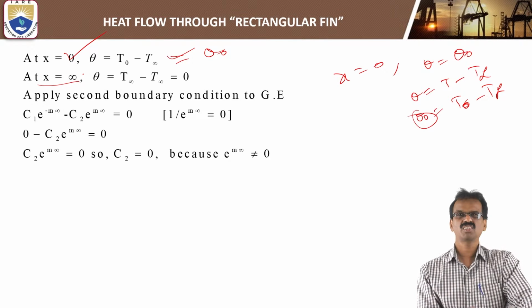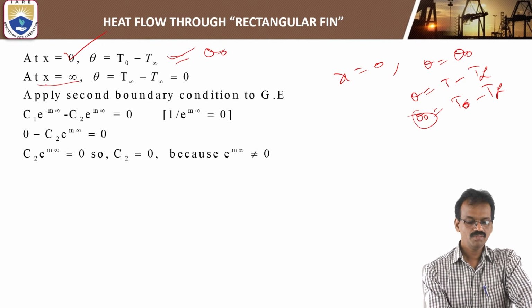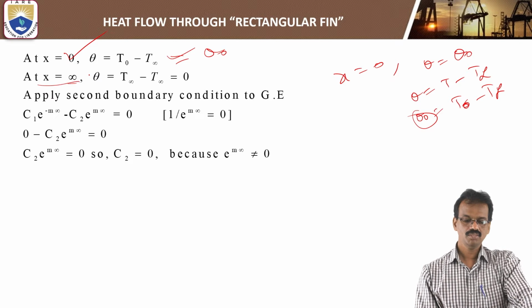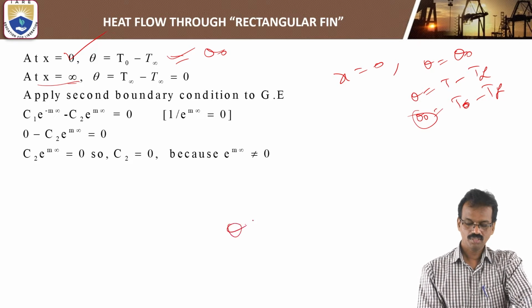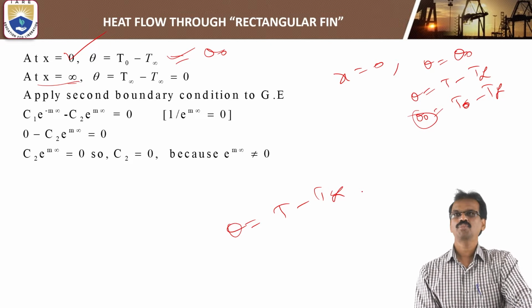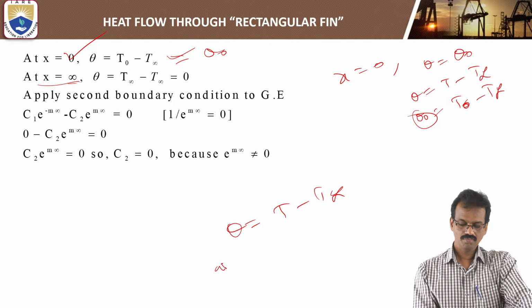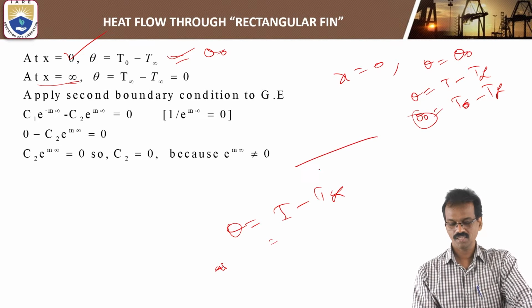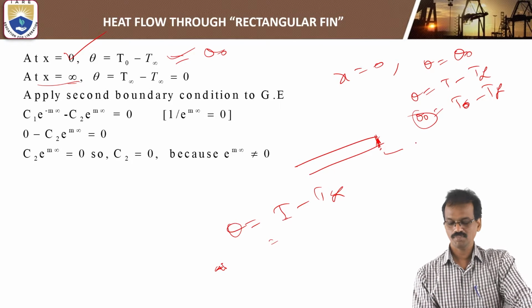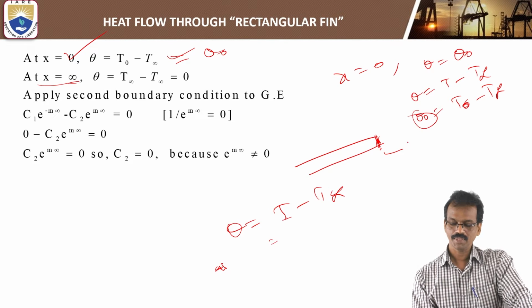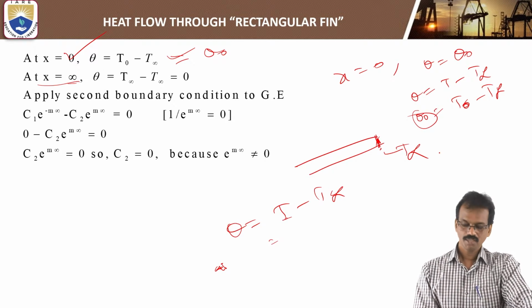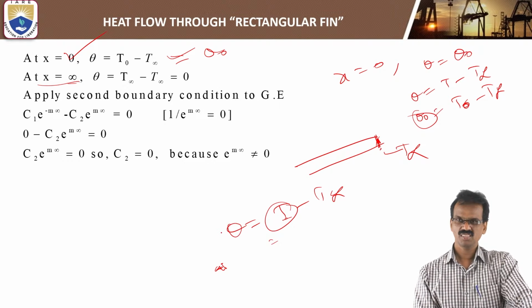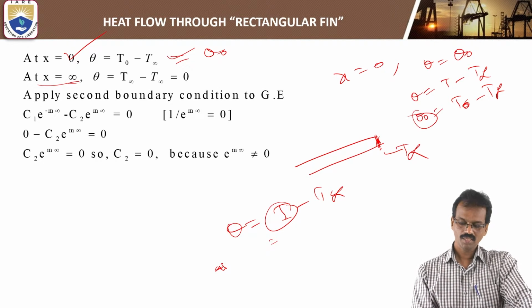The second boundary condition: because it is a long fin, at x is equal to infinity, you know the formula theta is equal to T minus T infinity. At x is equal to infinity, the temperature at the end of the pin is equal to the atmospheric air temperature, that is T infinity. So T is equal to T infinity, which gives T infinity minus T infinity.